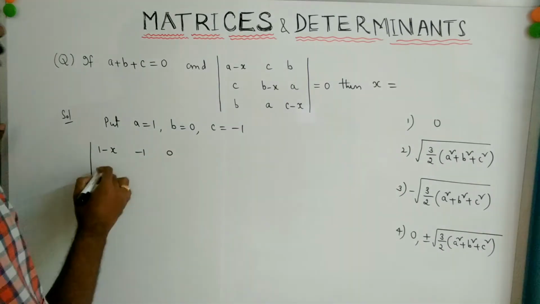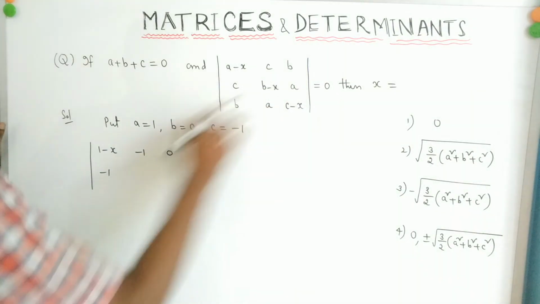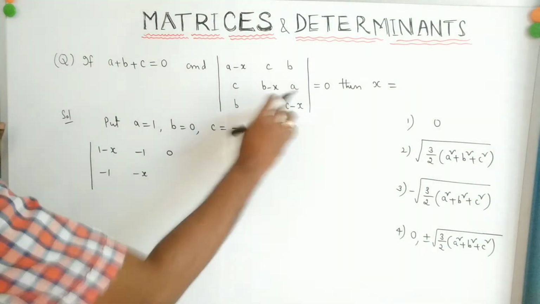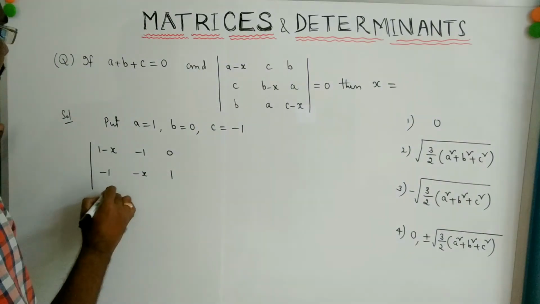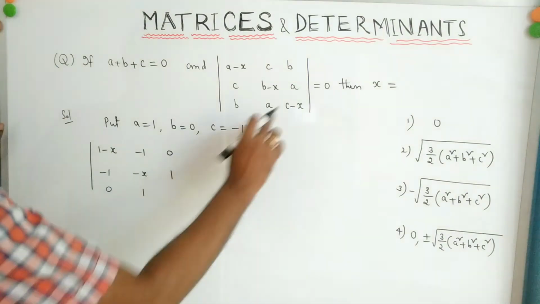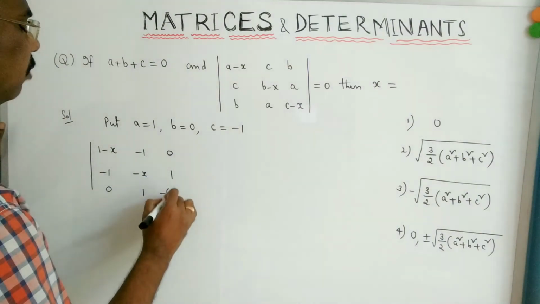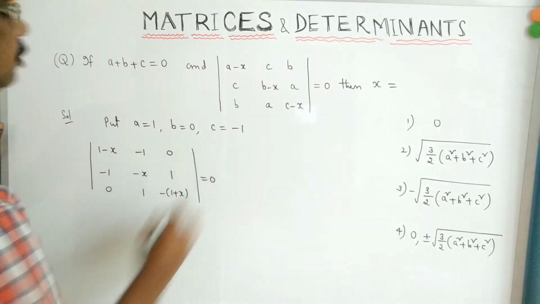Okay, now c value minus 1. Okay, now b value 0, 0 minus x, minus x. Okay, now a value is 1 and b value 0 and a value is 1 and c value minus 1, minus x, minus common 1 plus x is equal to 0.